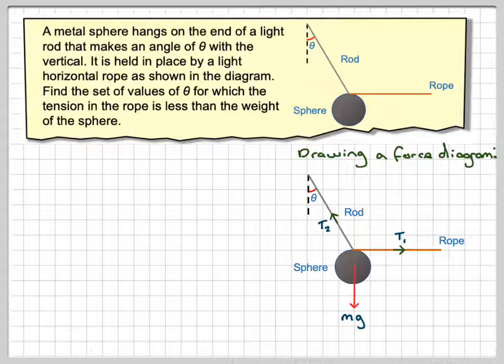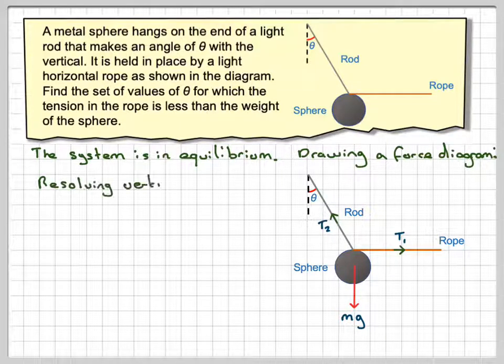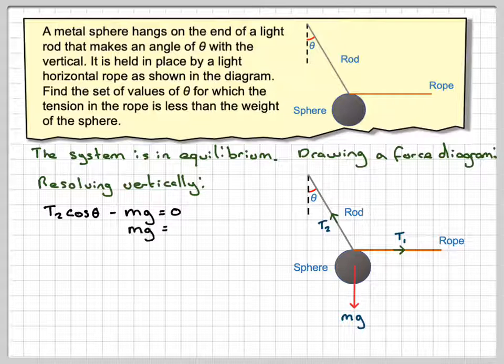Okay, what can we do? Well, the only thing we really know how to do is to resolve vertically and horizontally. The system is in equilibrium, so there's no acceleration. Resolving vertically, upwards we have a force of T2 cos theta, and downwards we have the weight mg, and because the system's in equilibrium, that's equal to 0. If we rearrange that, we get mg equals T2 cos theta. We'll call that equation 1.